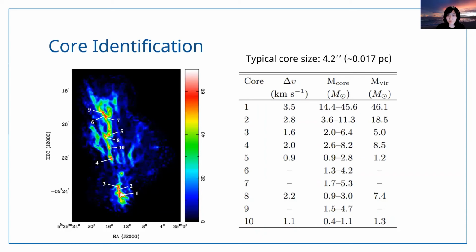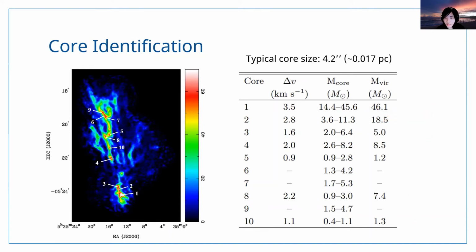As mentioned before, we can see several clumpy cores inside the filaments. So we also performed core identification using clumpfind. We identified 10 cores with a typical core size of about 4 arcseconds. By assuming the shape of these cores as ellipsoids, we calculate the core masses using the volume densities derived from our non-LTE analysis.